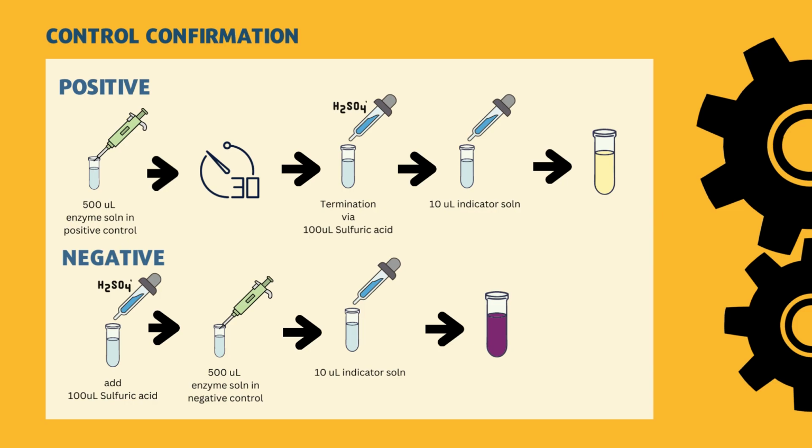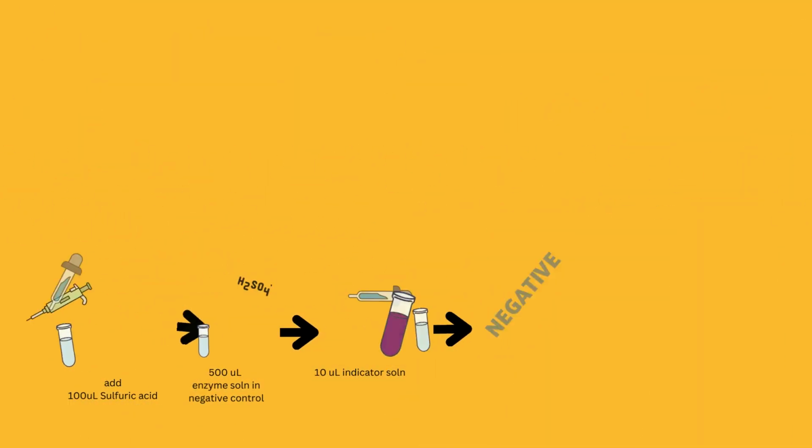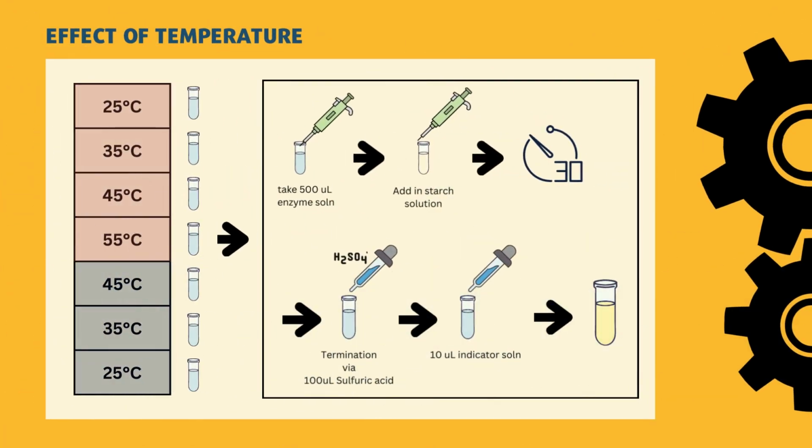A 10 microliter indicator solution is added to both positive and negative control to see for differences. The experiment is resumed if there is a difference between the coloration of the solutions. After confirmation of the positive and negative control, we copy the positive control part of the control confirmation.